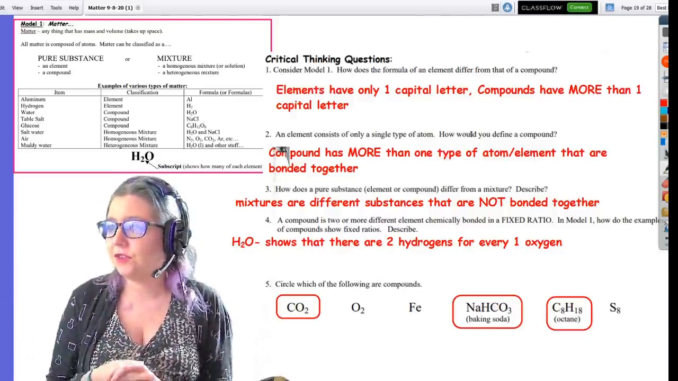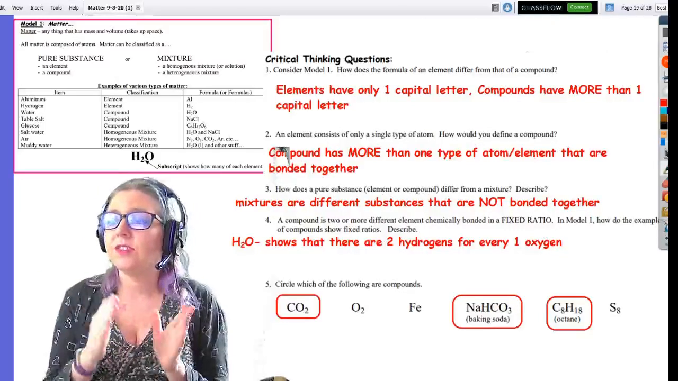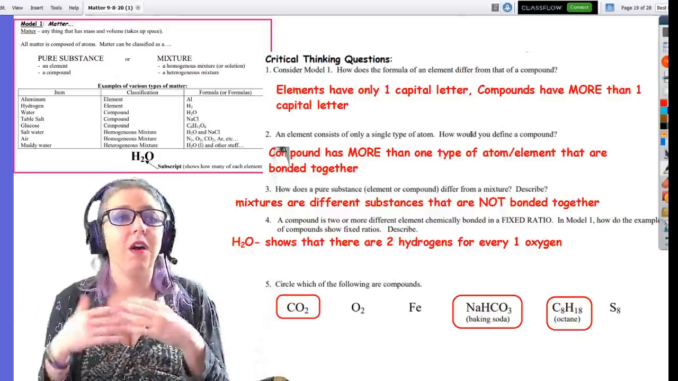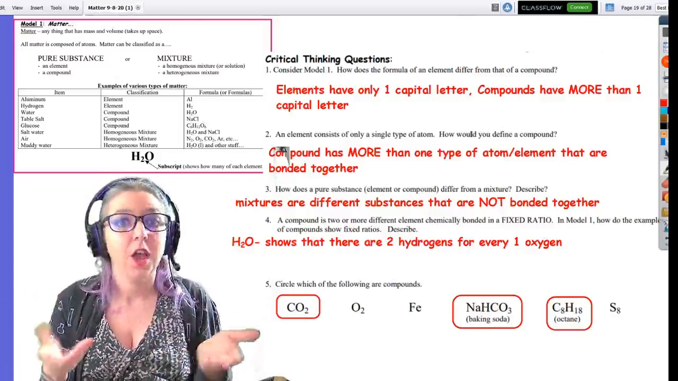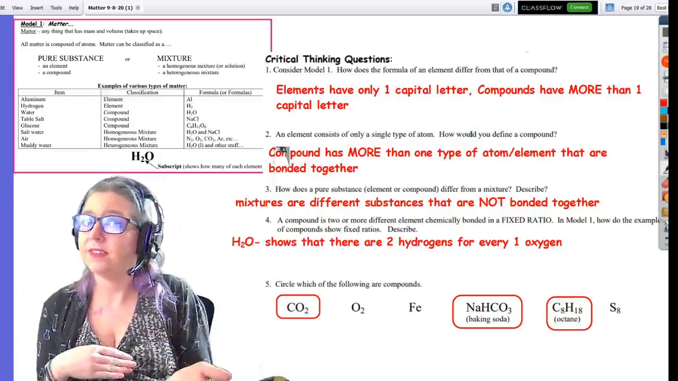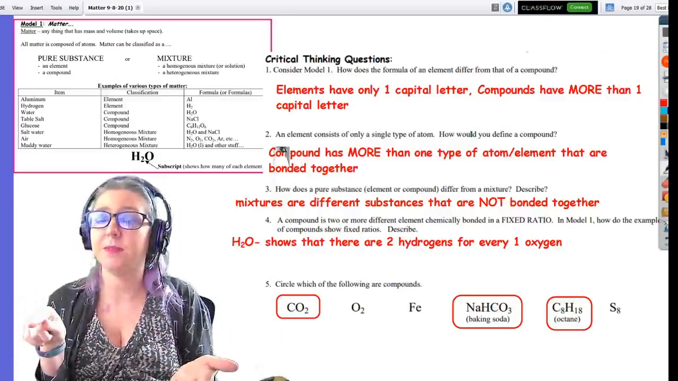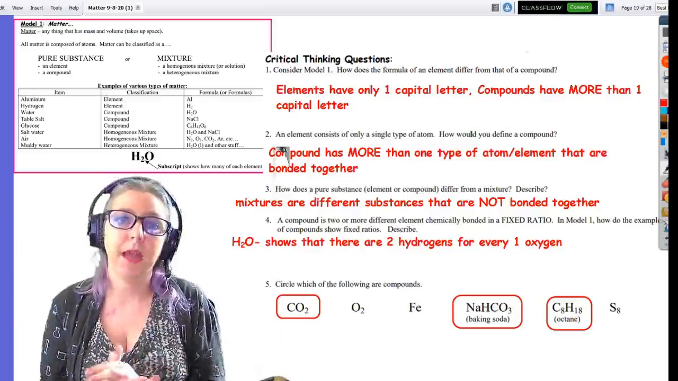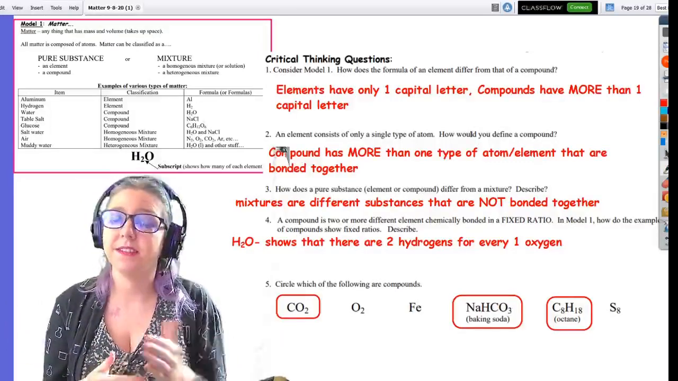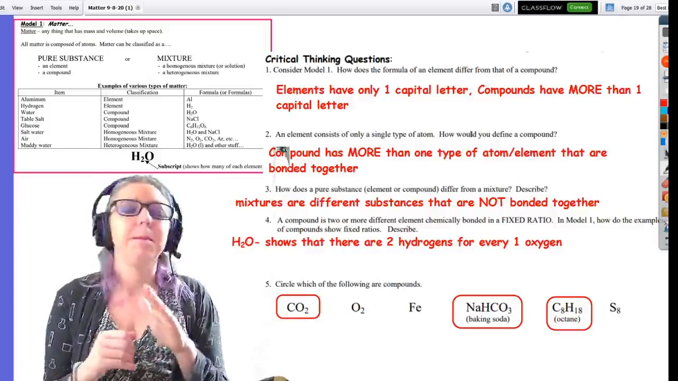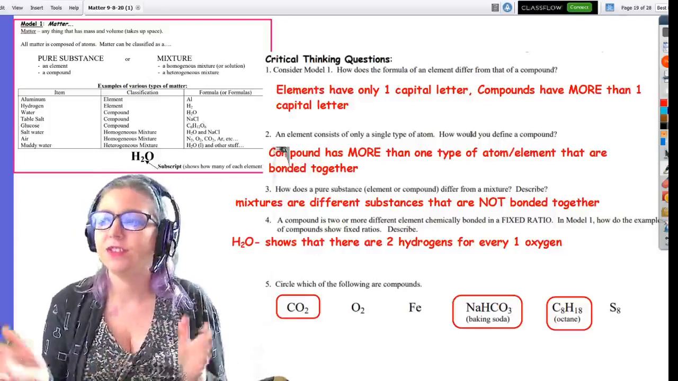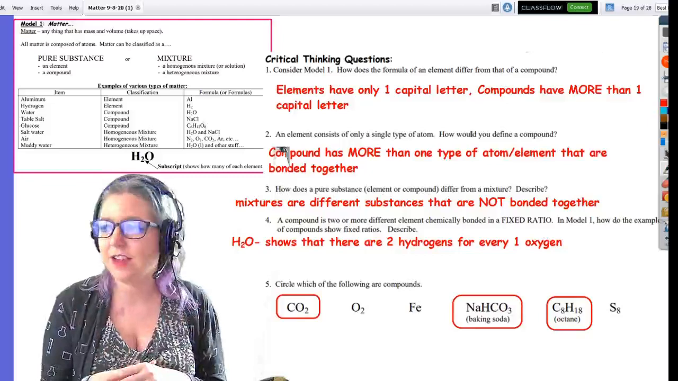Then circle which of the following are compounds. So CO2, those are 2 capital letters, so that's a compound. O2, you might want to say is a compound because it's got that subscript there, but there's only one capital letter, only the O, so that's an element. Fe, ooh, we got 2 letters, but the e is lowercase, so it's just an element. Fe is just iron.